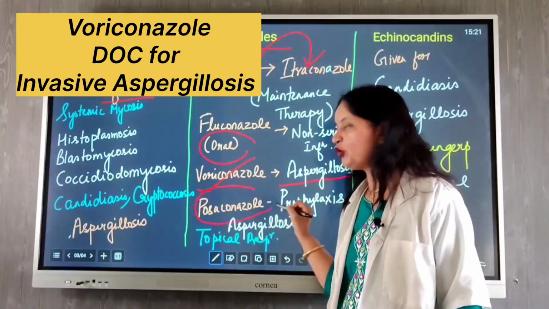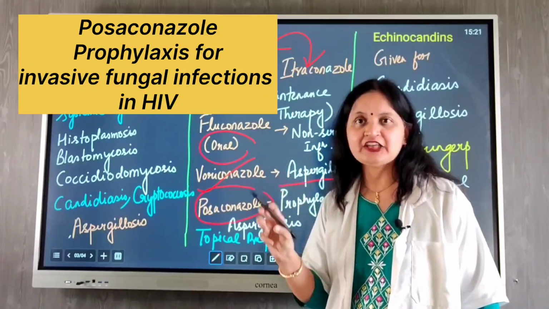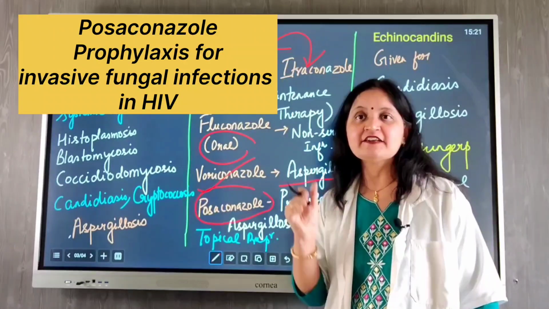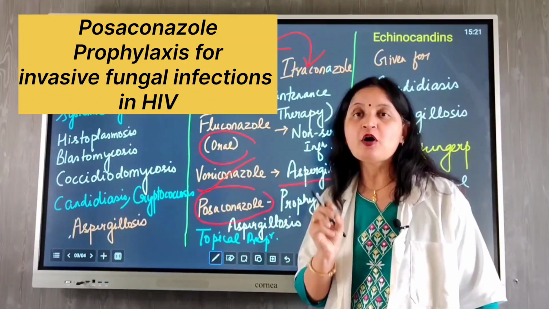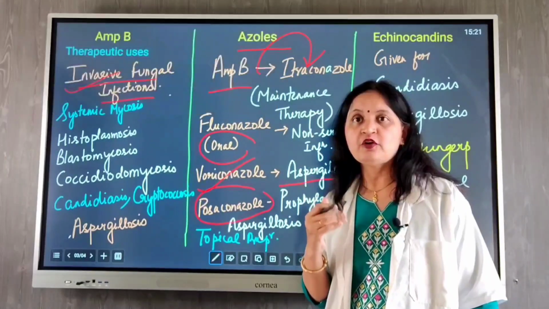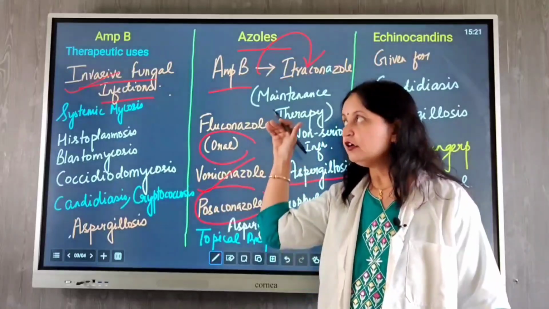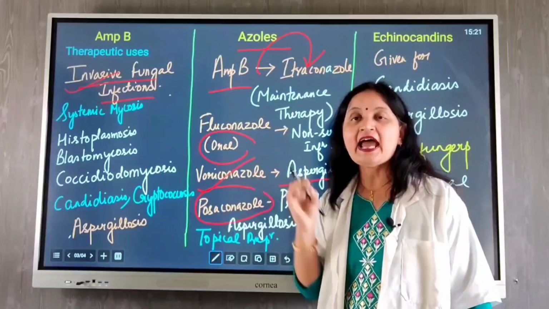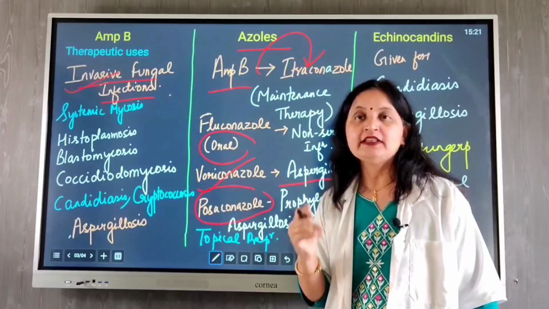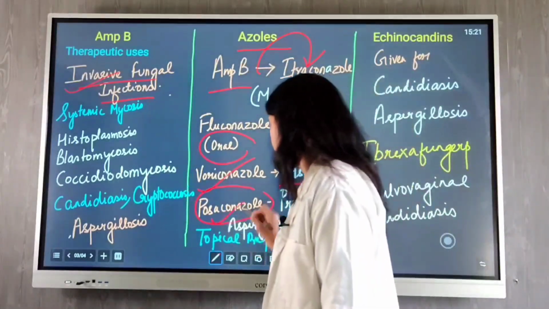What is the use of posaconazole? Posaconazole is a broad spectrum antifungal agent. It is used for prophylaxis. It prevents invasive fungal infection in immunocompromised patients such as HIV. It is also used for treating infections that are resistant to the other azole group of drugs and echinocandins. So patients who are refractory to treatment with other antifungal agents can be treated with posaconazole.